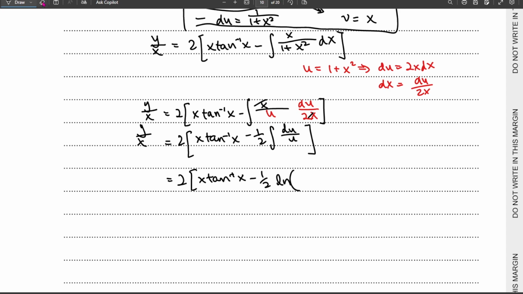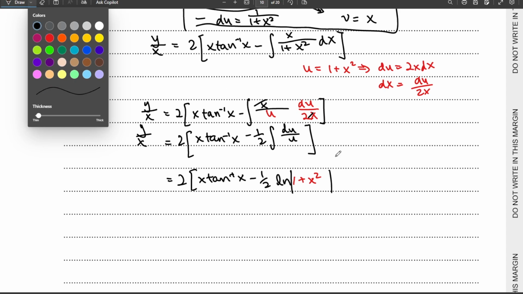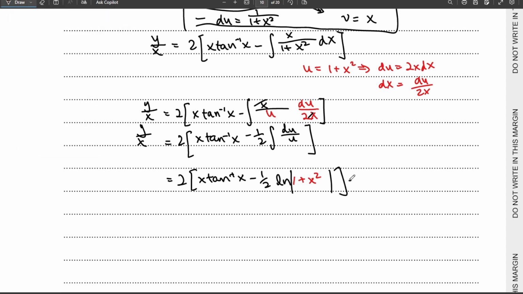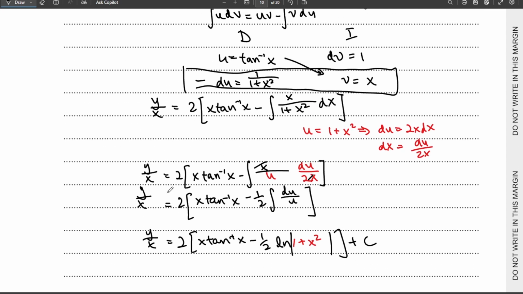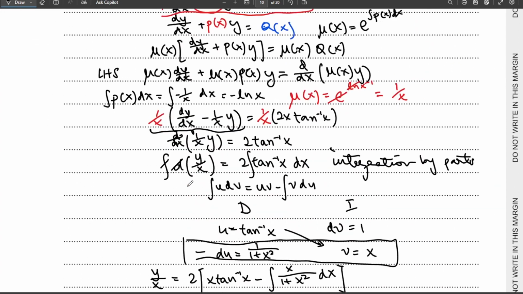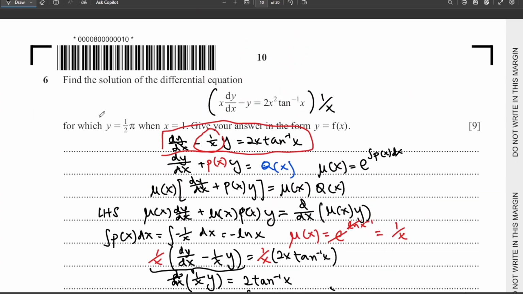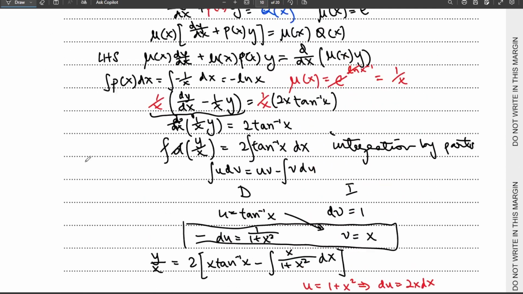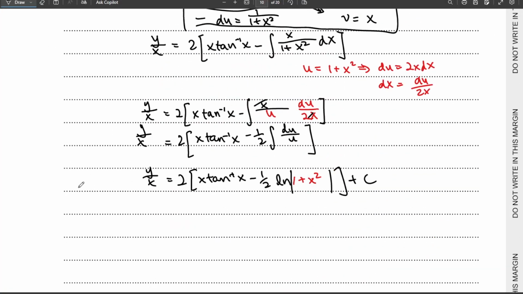And u, I'm just going to straight away substitute back as the original function which we assigned, which is 1 plus x squared. Then we've finished the integral, so we add a plus c. So y over x is this one. Alright, up till here, we finished the integration part, but we're still missing this arbitrary constant. So we're going to use the boundary conditions to find it. We're given that y of 1 is half pi, so y of 1 equals pi over 2. We're going to substitute these values here.